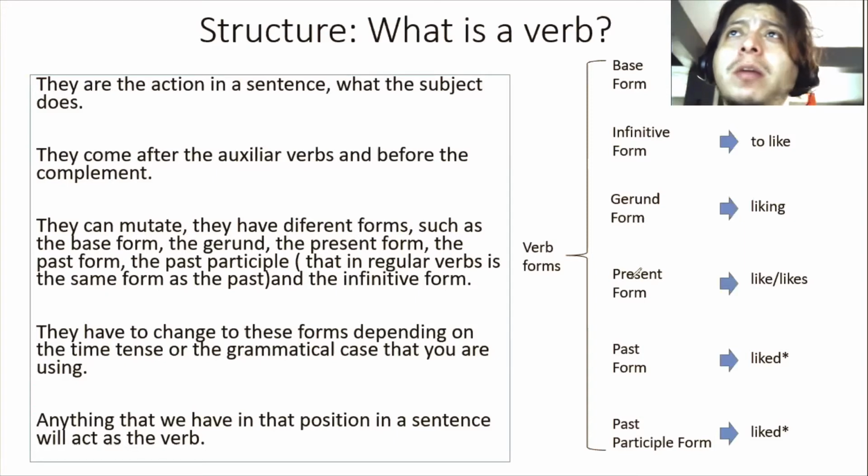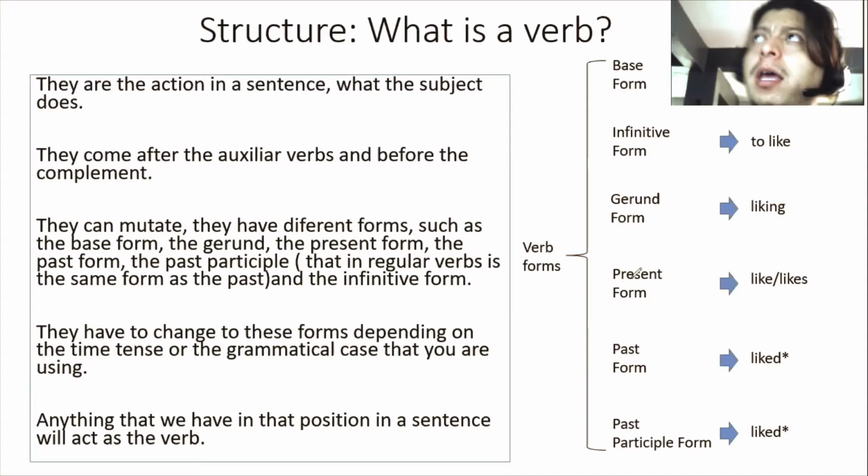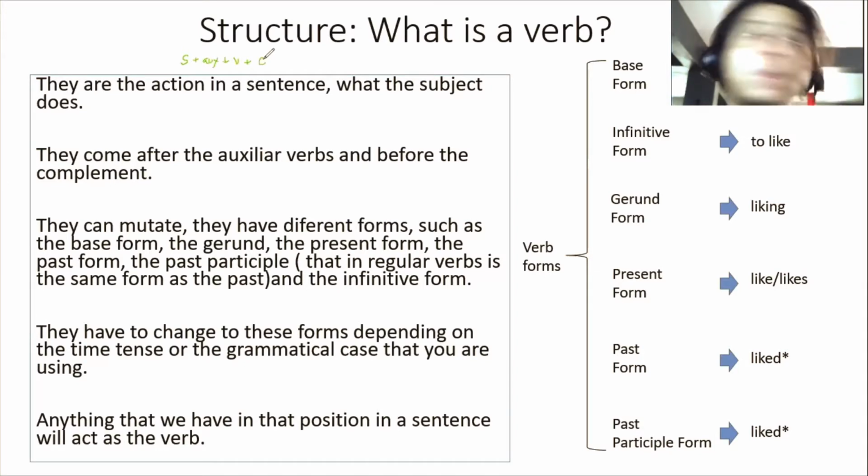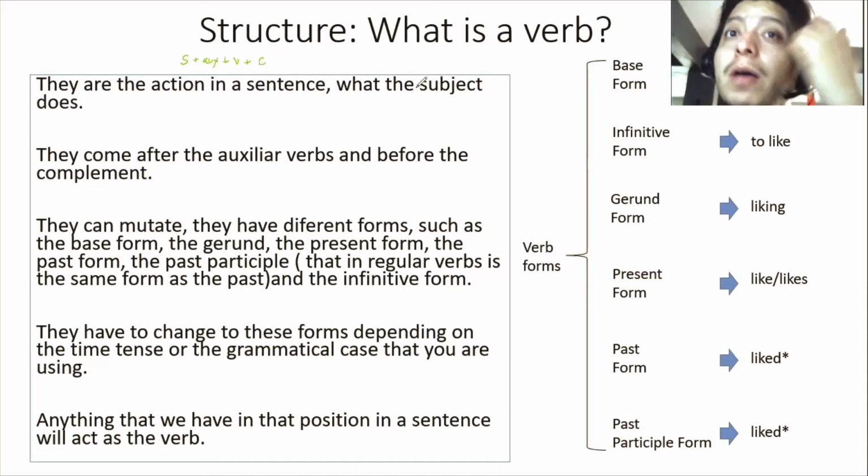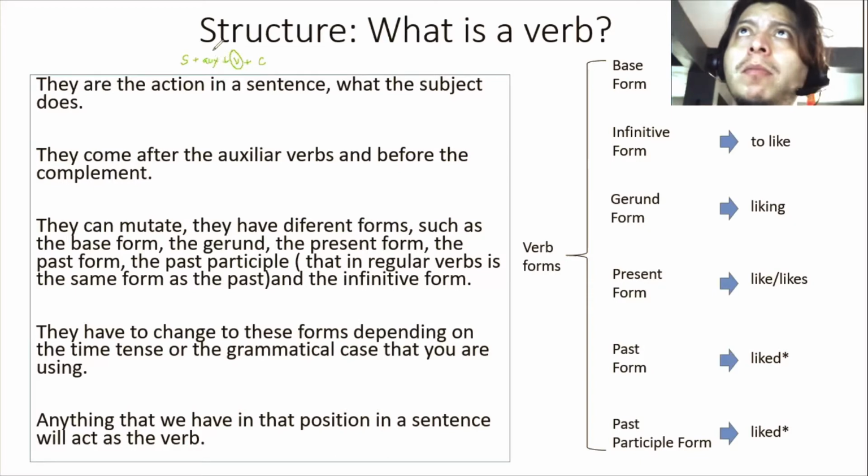They always come after the auxiliary verbs and before the complements. Again, I don't know if you remember: subject, auxiliary, verb, and complement. So you have this, and the verb is always going to be here. This is your verb, after the auxiliary and before the complement.